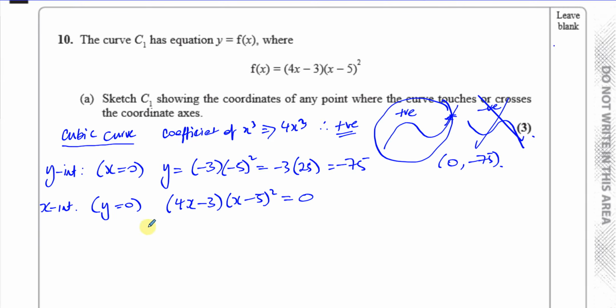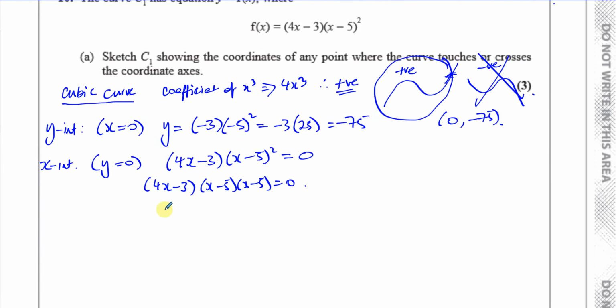There's actually 3 factors here: 4x minus 3, x minus 5, and x minus 5 again. There's 3 roots, but one of them is a repeated root. So these 2 roots are like one repeated root, and that's very important in this particular problem. So you have either 4x minus 3 equals 0, in which case x is equal to 0.75, 3/4, or x minus 5 equals 0, so x equals 5, and this is repeated.